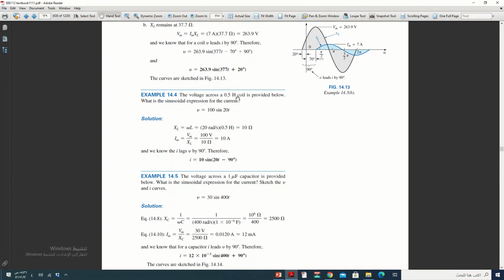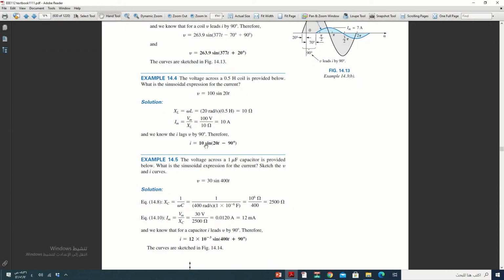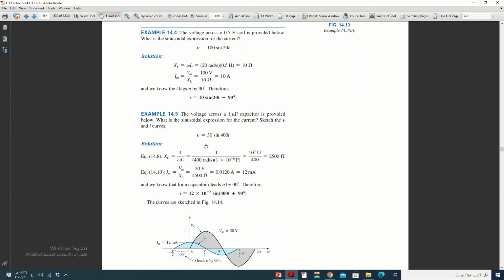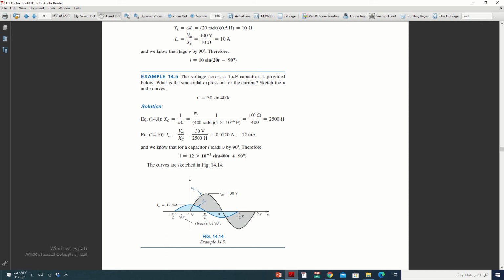You can try to solve another example here, 14.4, about the inductor. Let us go to an example about the capacitor. The voltage across a 100 microfarad capacitor is provided below. What is the sinusoidal expression for the current? Sketch the V and I curves. V equals 30 sine 400t.